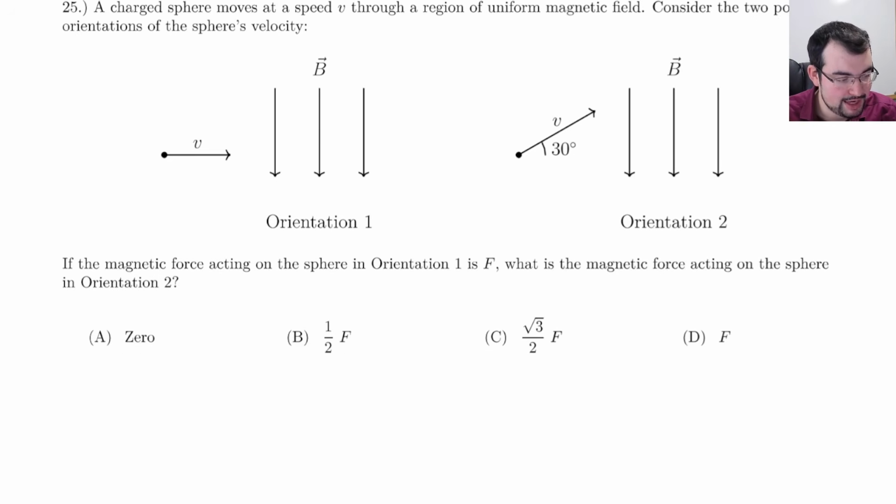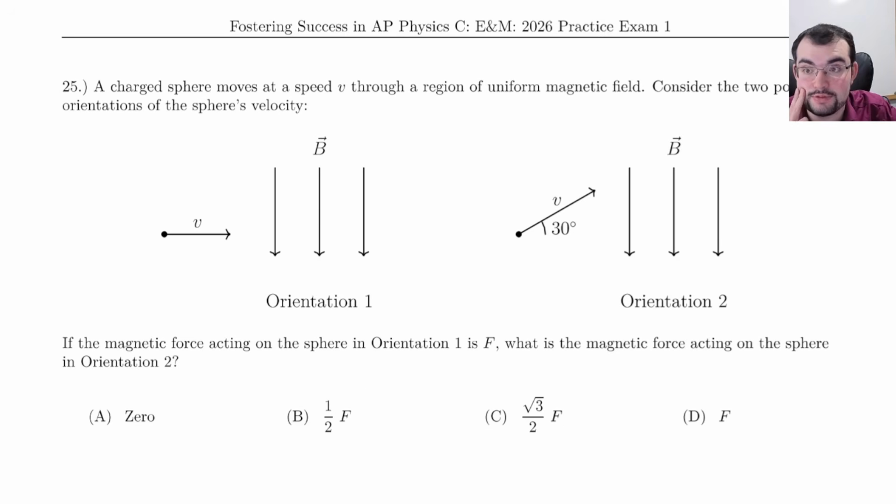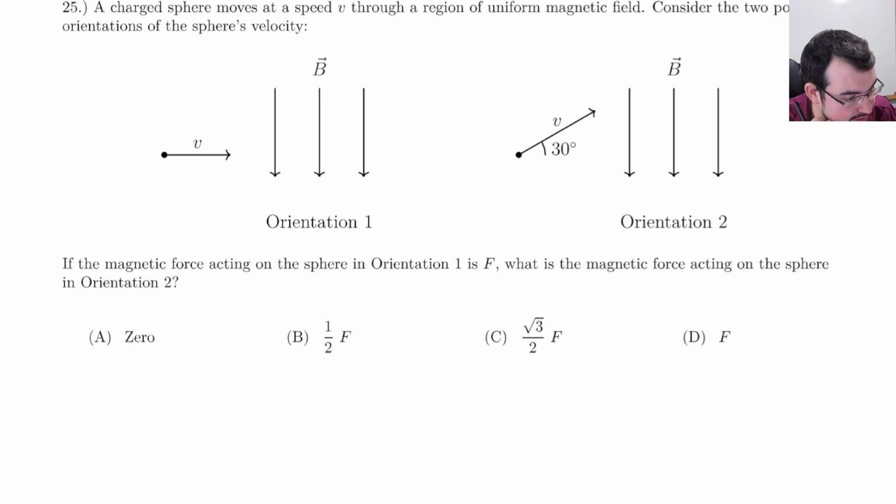All right, more magnetic field orientations. Charged sphere moves at speed v through a uniform B field. Consider the 2 scenarios here. All right, so we have a force F in orientation 1. What's the magnetic force in orientation 2?